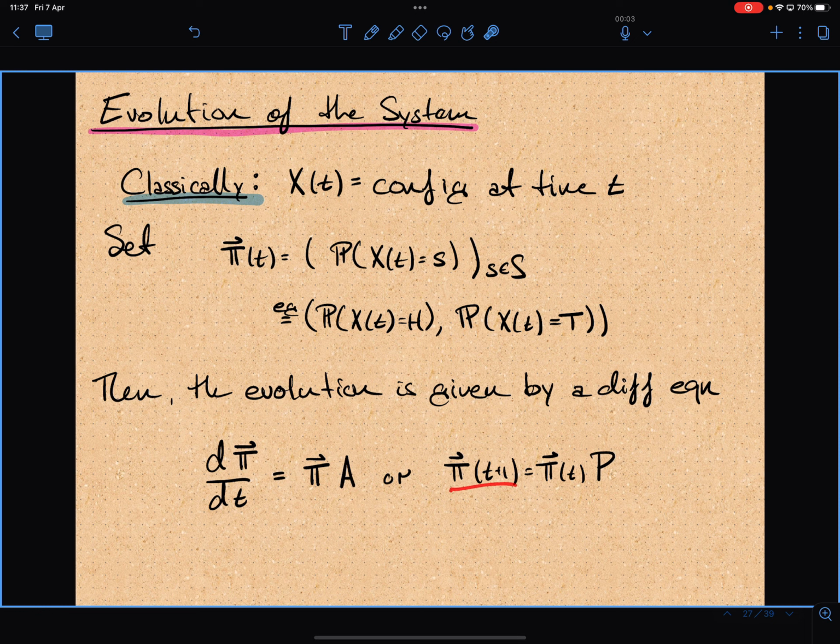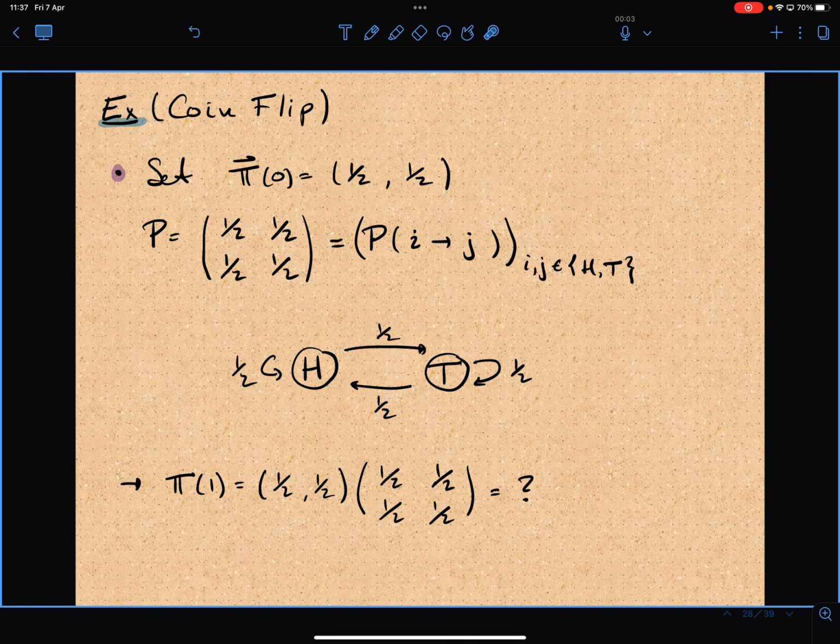In the discrete case, it's similar. The evolution of one step is given by the probability at the previous step times the transition matrix P. And this is the theory of Markov matrices, and this is what I like to draw an analogy to. In particular, one specific example is this coin flip. You can start in a configuration pi 0, where the probability of being heads and tails is equal, 1/2 and 1/2.